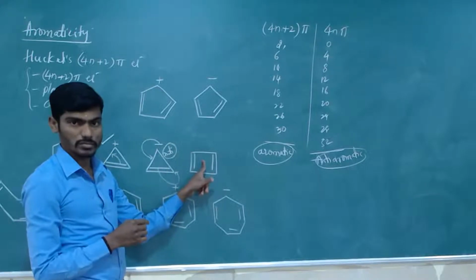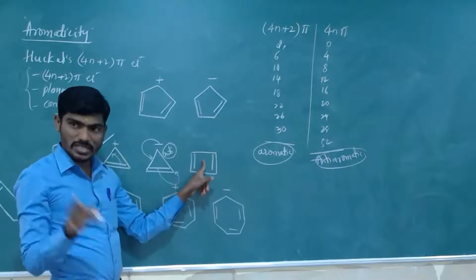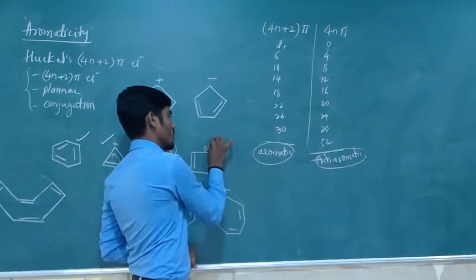Next, planar structure, delocalized pi electrons. 4 electrons are there. So therefore, this is also anti-aromatic.